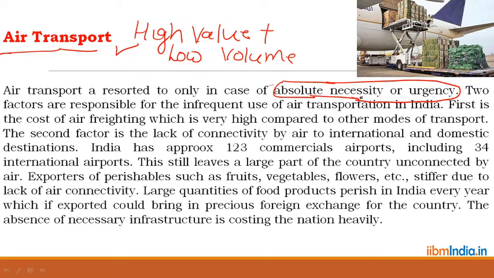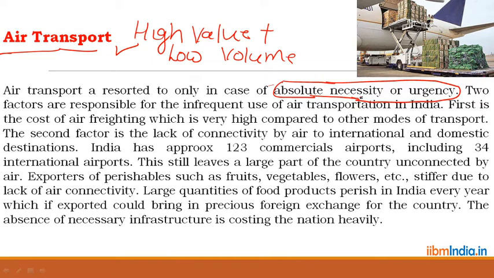Second factor is the lack of connectivity by air to international and domestic destinations. Yes, sometimes it is also one of the main reasons behind it. Whenever we are talking about international businesses, in many countries or many cities, airports and air connectivity are still not available. India has approximately 123 commercial airports, including 34 international airports. It still leaves a large part of the country unconnected by air.